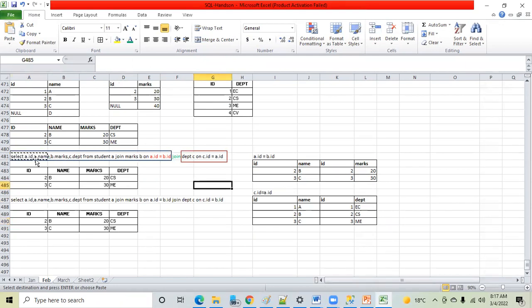If you understood how this is working, you asked how the joining condition works across two tables. Is this clear? Yes.